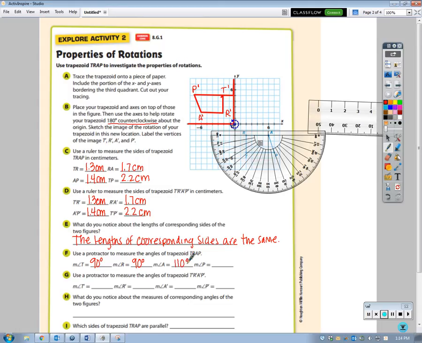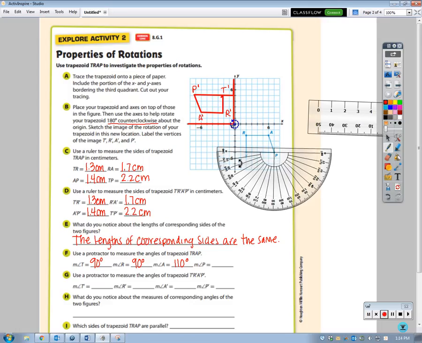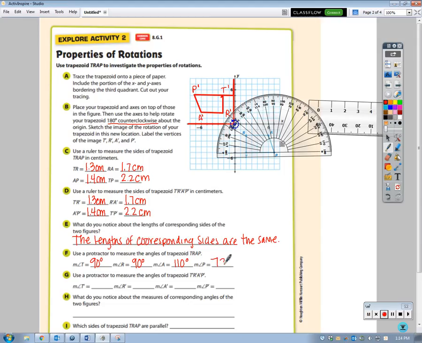And then last one, angle P. So we're going to slide that protractor down, spin it. And it's an acute angle, so it should be less than 90. And we are looking at slightly more than 70, just a little more than 70, not quite 75, so let's go ahead and say about 72 degrees.